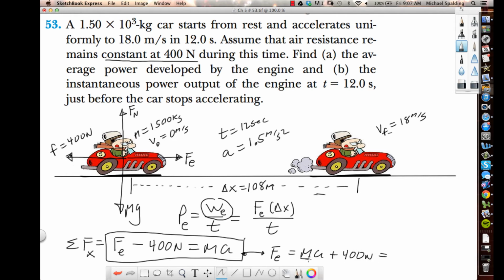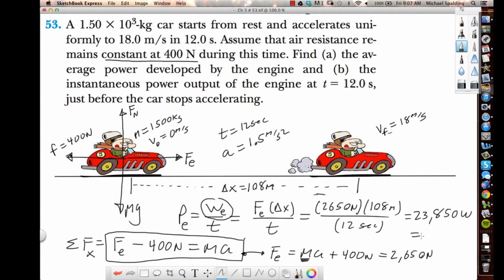So you plug in M, we have our A, and we get force of engine equal to 2,650 newtons. So we bring that up here. We go, okay, force of engine is 2,650. The displacement was 108, and the time that took was 12 seconds. So this gives us a power output of 23,850 watts.